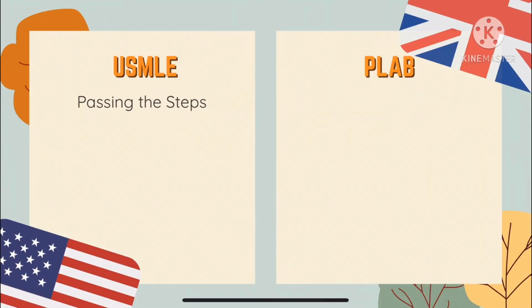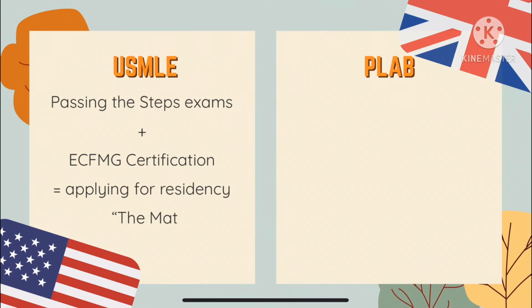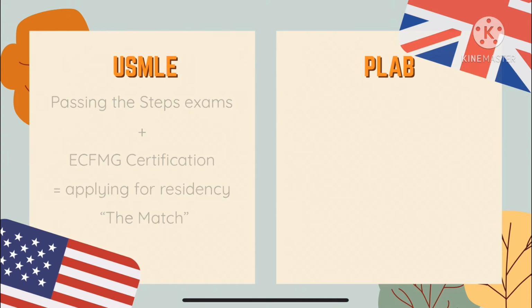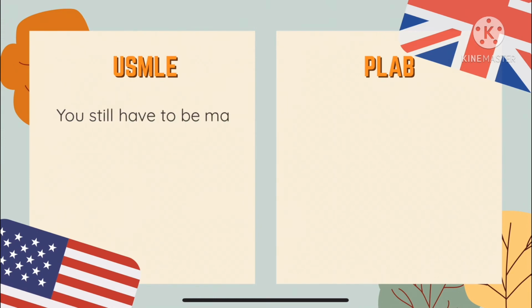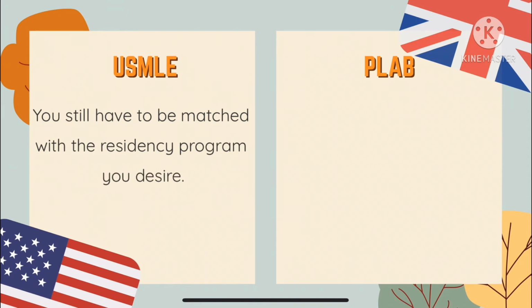After passing the STEPS exams and completing all the necessary requirements like ECFMG certification, you can now apply for residency in the US in a process called the match. Basically, passing the STEPS exams does not give you a confirmed slot for residency programs, as you still have to be matched with the program that you desire. And this doesn't come without a cost. The fee for applying for up to 20 programs is $85, and if you want to apply for more, another $30 fee should be paid per program.